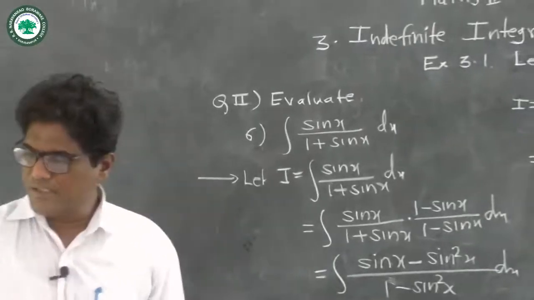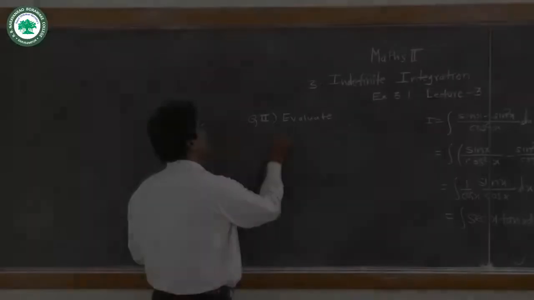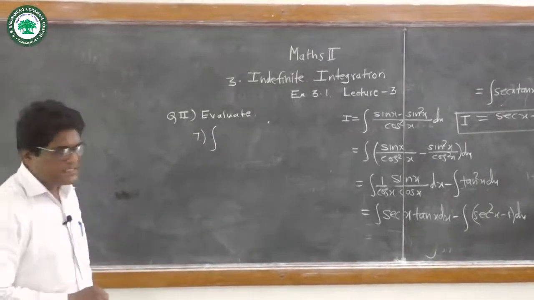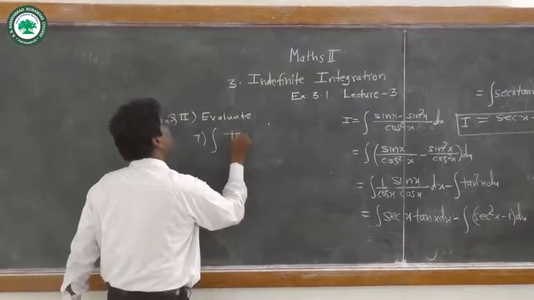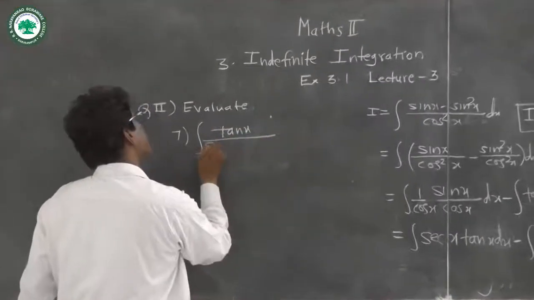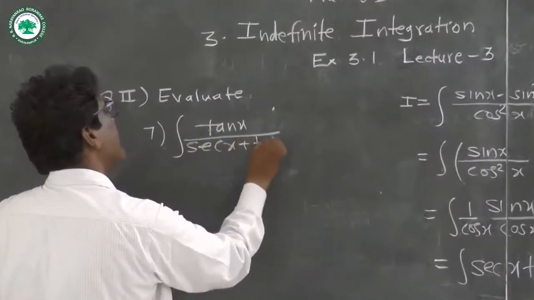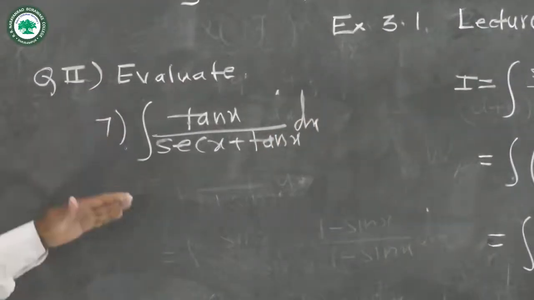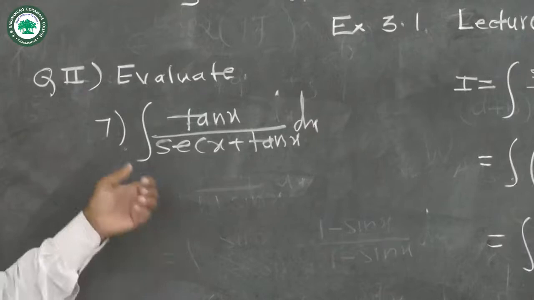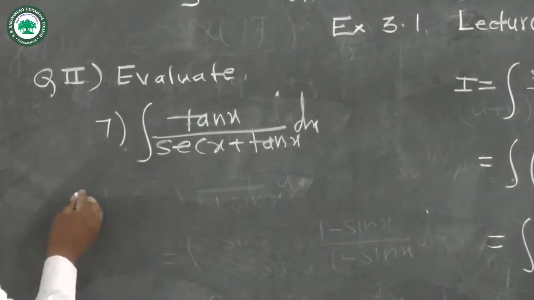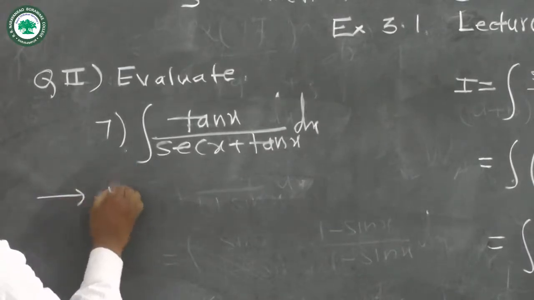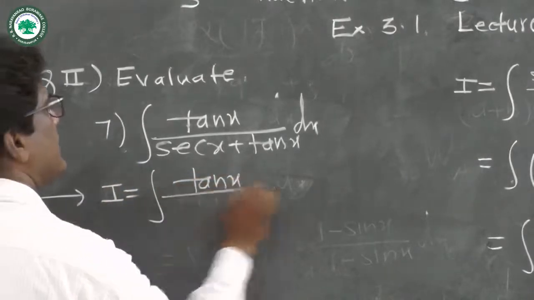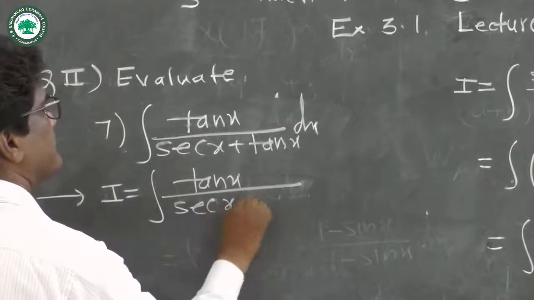Now here we see the seventh example. Seventh example, integration of tan x upon sec x plus tan x dx. Use the same procedure just as we have seen in this sixth problem. So we call this as I. Let I is equal to integration of tan x upon sec x plus tan x dx.